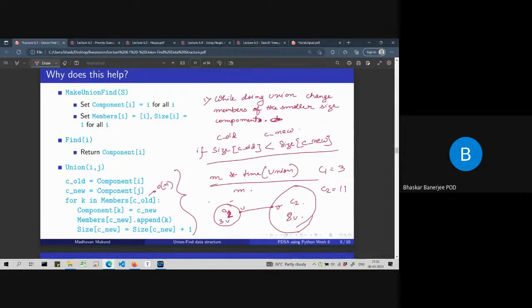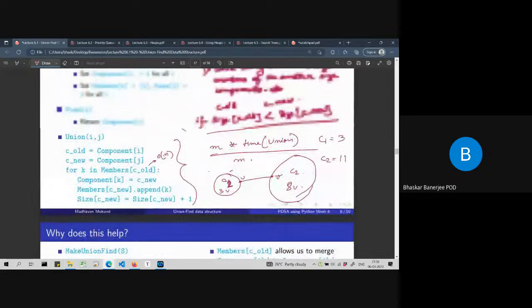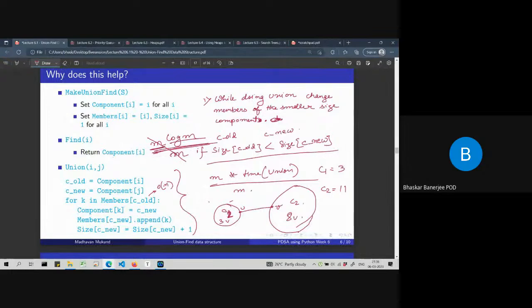So if I do m continuous union operations, each of log m time, and I divide it by m, that's the concept of amortized analysis, right? Amortized analysis means you do k number of operations and then divide by k. So here it's log m. I am doing m log m and then dividing it by m. So m cancels out, you get log m. So I can say the amortized analysis of your union operation is order of log m.